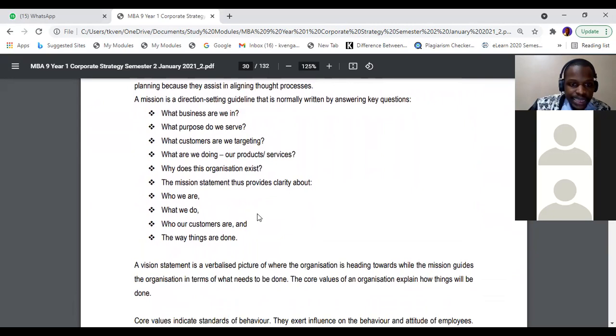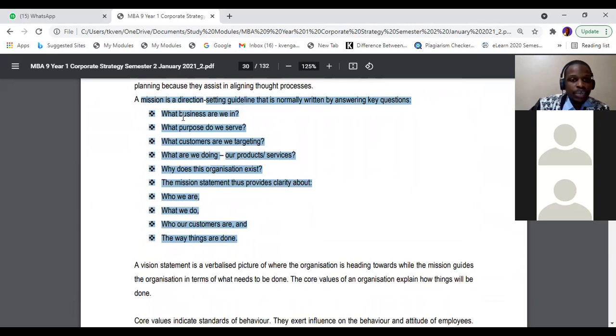These are the questions that a mission statement answers. What business are we in? What purpose do we serve? What customers are we targeting? What are we doing? Why does the organization exist? Who are we? What will we do, and so on. So you can see it provides an identity for the organization that the management can understand, that the employees can understand, that the shareholders can understand, that the customers can understand, that the various stakeholders of the organization can understand. Therefore, if you lack this, you are going to lack an identity as an organization.